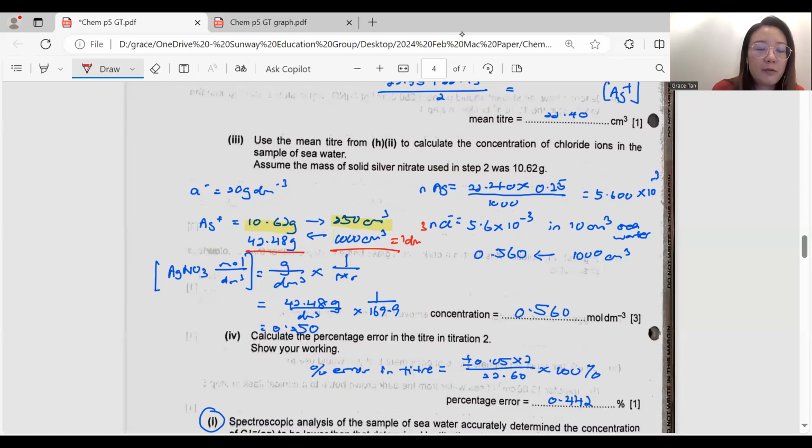Now, the formula, this is a very common formula that you need to know. If you want to find mole per dm cube, please look at where I'm boxing out here. Mole per dm cube is defined as density, which is gram per dm cube, divided by molar mass. Molar mass is gram per mole, sorry, my bad. Gram per mole.